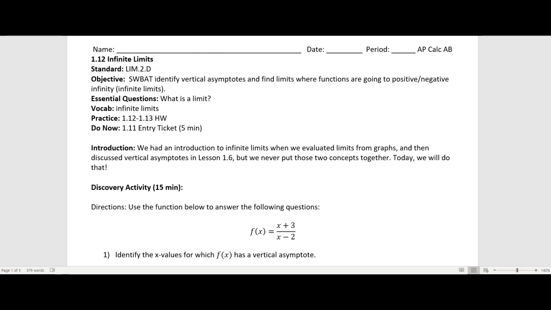Now, when we've had a vertical asymptote in a function, we've always said the limit does not exist as x approaches that x value. But I've always said eventually we'll start talking about infinite limits, and instead of saying does not exist, we can be more specific and talk about whether the function is approaching positive infinity or negative infinity. And again, that just gives the reader a better idea of what's going on at that x value rather than just saying the limit does not exist.